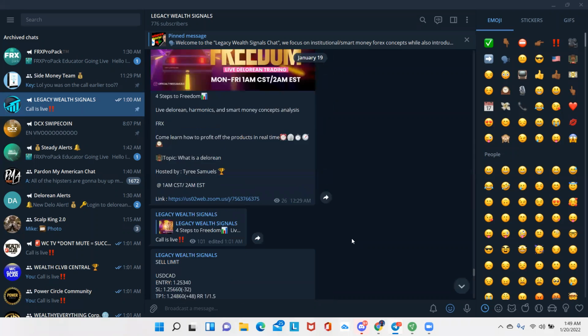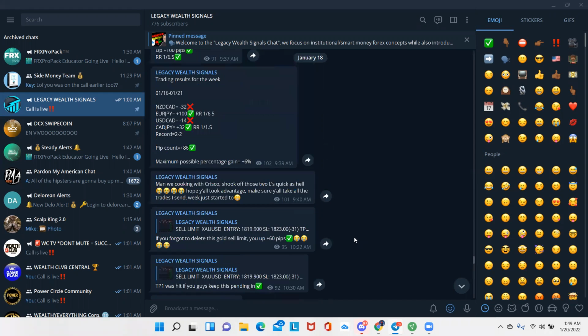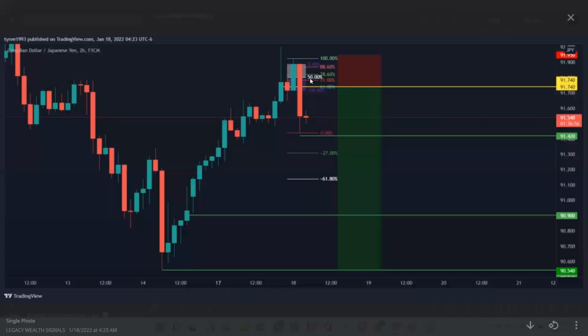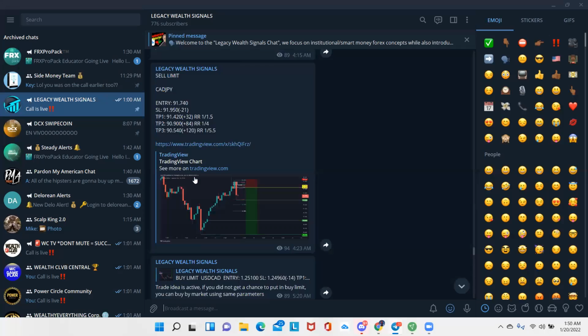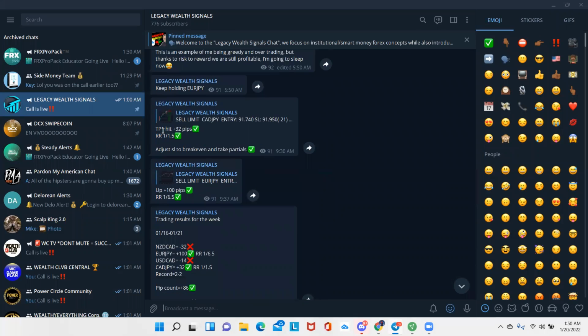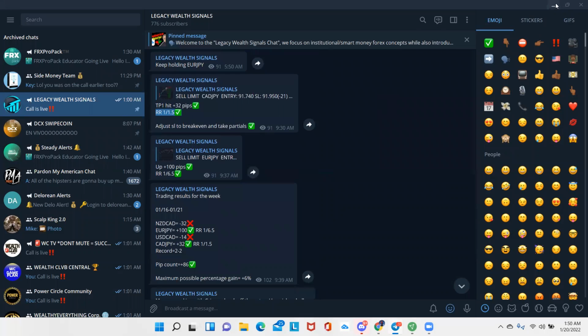Called out CAD JPY earlier, the initial sell. Right here. So this is the initial sell that we took. It hit take profit one, then ended up coming back and hitting break even. Right here, TP1 hit, right? CAD JPY, risk to reward 1 and 1.5, adjust SL, and then ended up coming back and hitting break even.